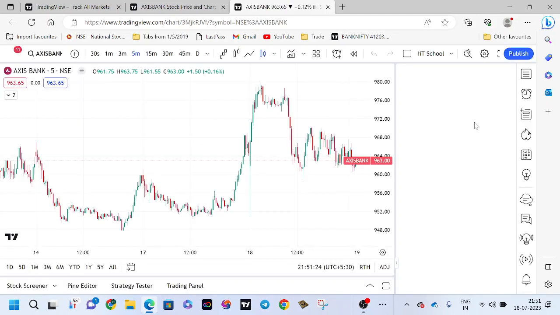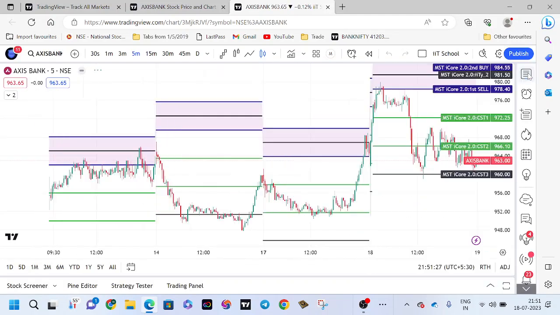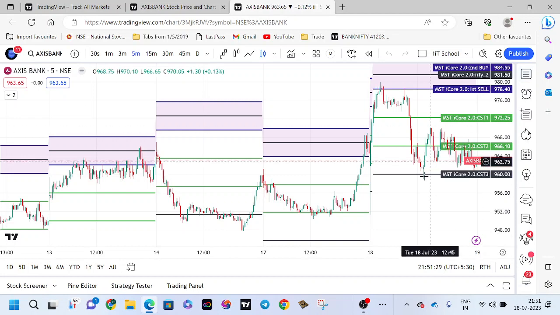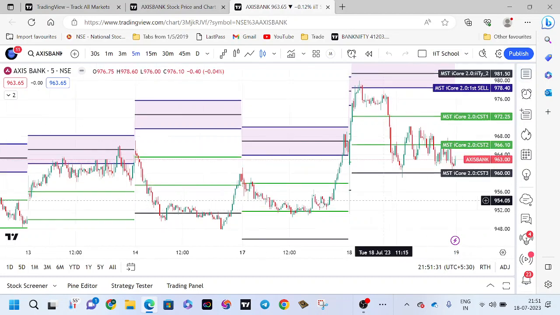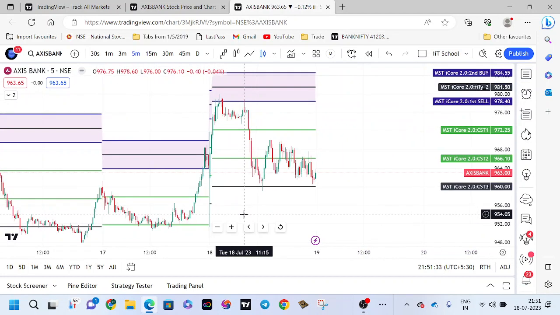Now coming to today's entry, what happened in the Bank Nifty, what happened in the Axis Bank, ICICI Bank. Let us see one by one.